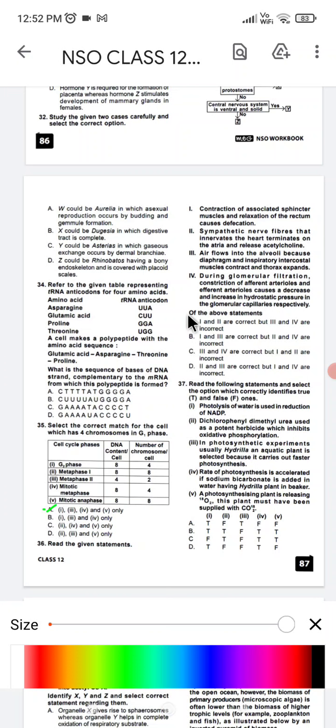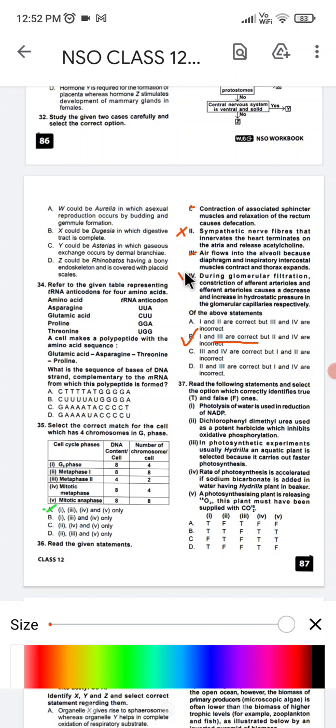Question 36. See, in this question 36, the correct answer option is B. That is 1 and 3 are correct, 2 and 4 are incorrect. Why 1 and 3 are correct? Contraction of associated sphincter muscles and relaxation of the rectum causes defecation. That's absolutely correct. And in the third statement, air flows into the alveoli because diaphragm and inspiratory intercostal muscles contract and thorax expands. This is option C. So the first option and the third option are correct. But these two options, that is 2 and 4, are wrong.